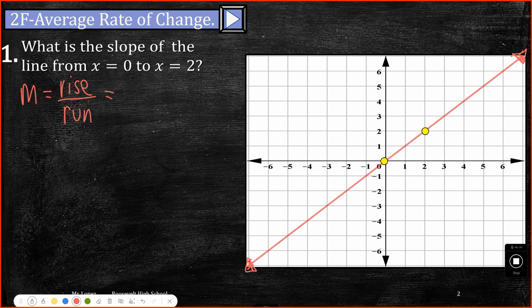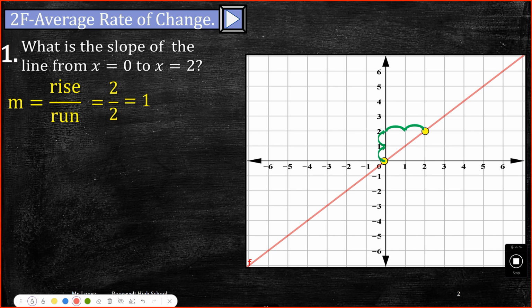So if the slope is rise over run, then we can go ahead and do a rise up. I'm going up 2, and then we're running 2. So rise over run, 2 over 2. So it's 1. Okay. So we're rising up 2 over 2. All right. So here's the next question.